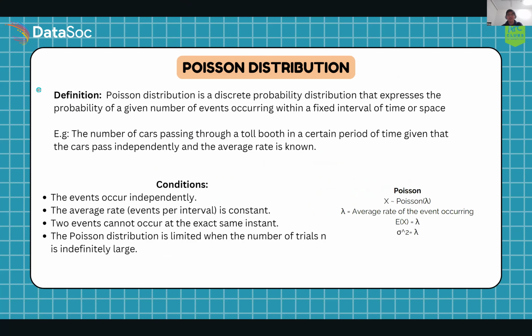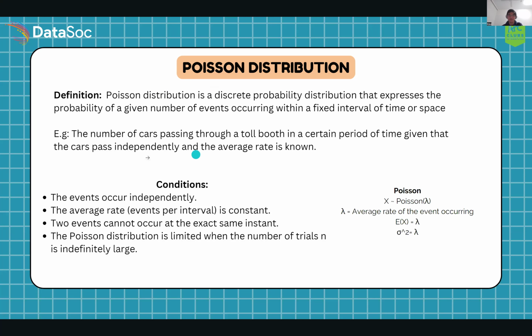The next distribution that we have is a Poisson distribution. A Poisson distribution is a discrete probability distribution that expresses the probability of a given number of events occurring within a fixed interval of time or space. A great example of this could be the number of cars passing through a toll booth in a certain period of time, given that the cars pass independently and the average rate is known.